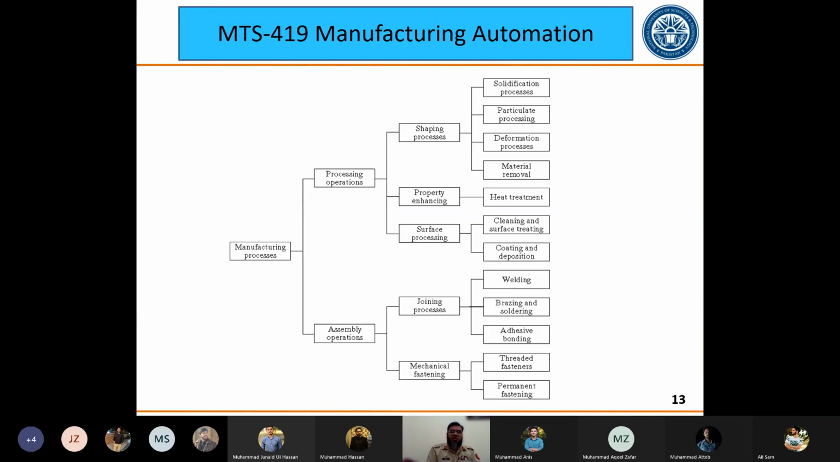Whatever operations and processes we have studied are summarized here in the form of a chart, in which you can see that manufacturing processes are divided into two. This is the first stage. At the second stage, you can see that the processing operations are divided into two types, and then further they are divided. We have studied all this in the previous slides, and this is the summary which you can see in front here.